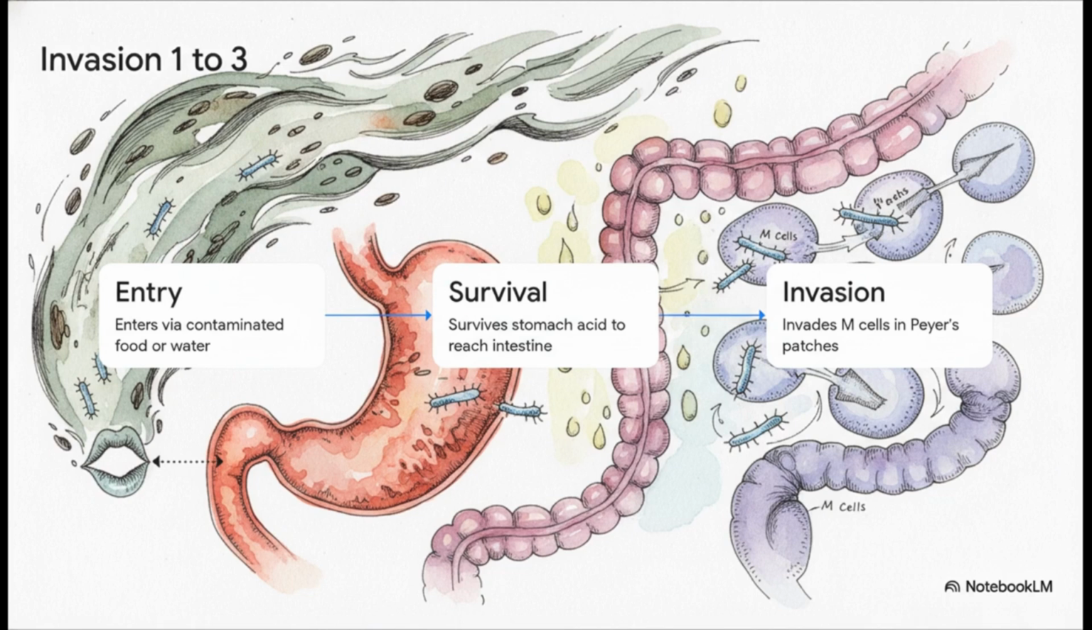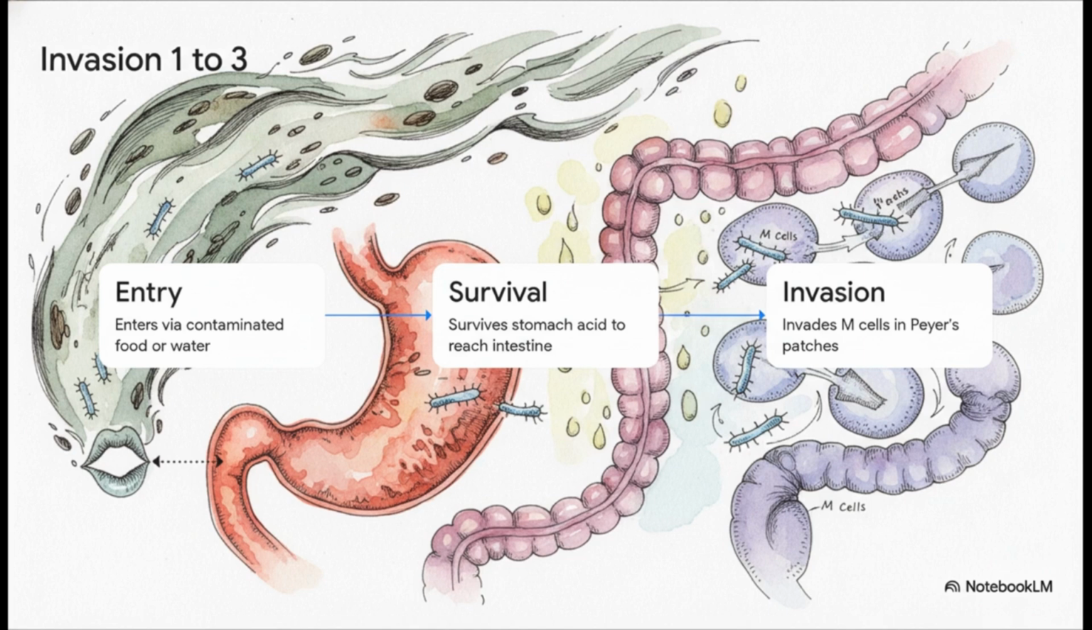Invasion, the critical intestinal invasion. They actually find these highly specialized doors in our intestinal wall called M cells, sitting right in those regions we know as Peyer's patches. The bacteria sneak through these cells, cross the wall, and effectively enter the body's lymphatic tissue.